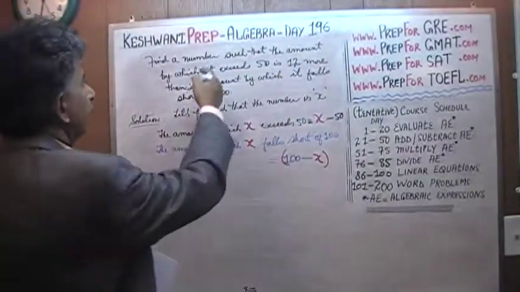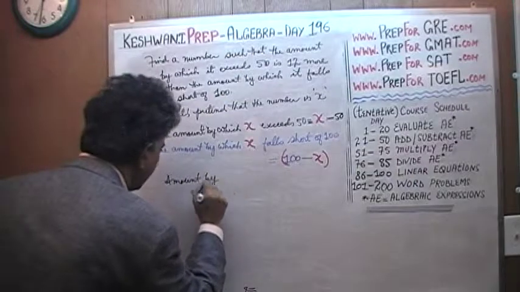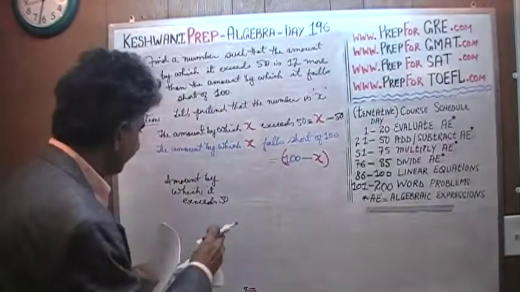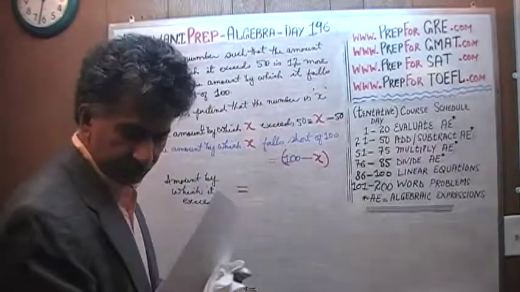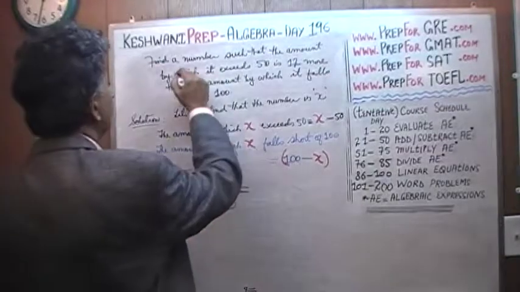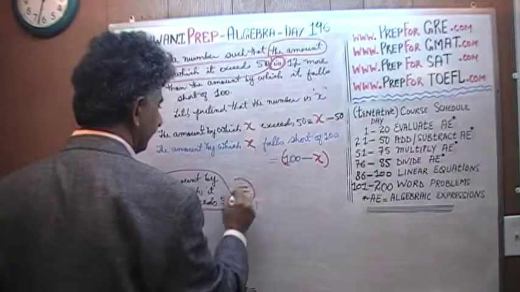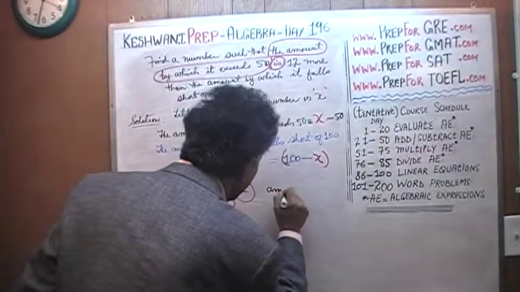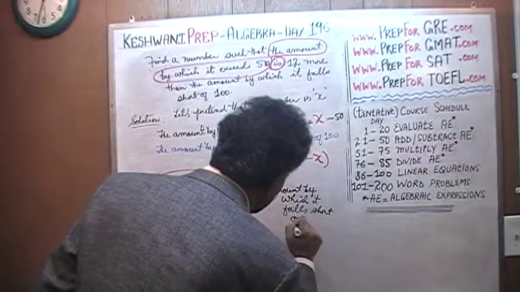So we are told that the amount by which it exceeds 50 has to equal, you see, is, the amount by which it exceeds 50 is, this is the is part, 12 more than the amount by which it falls short of 100.